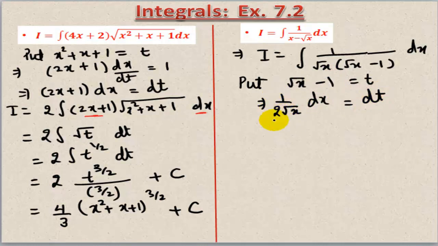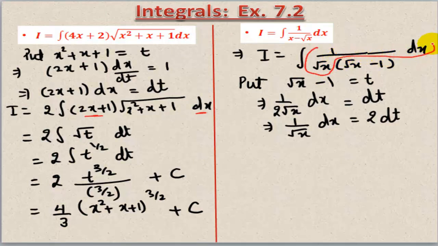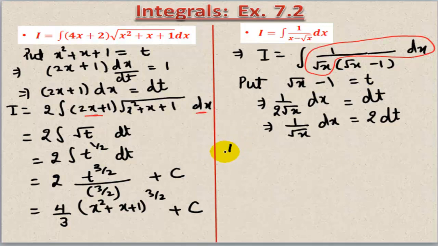So what do we find? 1 by 2 square root of x dx is dt, or we can say 1 over square root of x dx is equal to twice of dt. So you can see if you look at this part, 1 over square root of x and this dx. This is resulting into twice of dt. So let us go for substitution now. The integral is now reduced to these two terms we will be taking together.